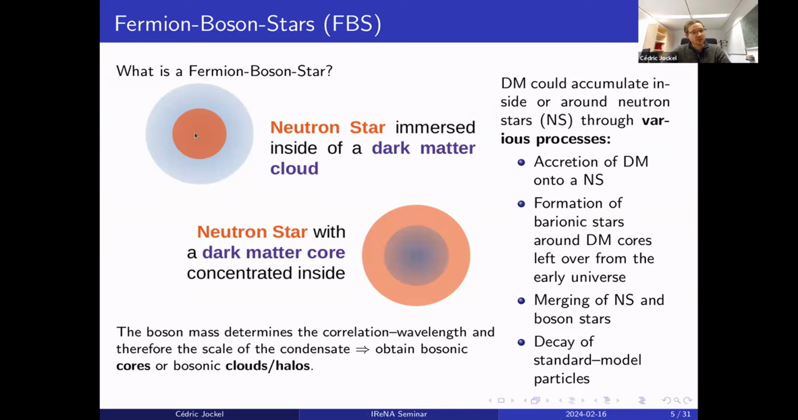And which of those two cases is relevant depends on many factors, right? First, it depends on how much dark matter you even have inside a neutron star. If you have a lot, it's more likely that you will have a cloud. And if you don't have a lot of dark matter, it's more likely that you will just have a little bit concentrated in the center. And it also depends on what the actual scale is, so what is the correlation wavelength of your dark matter particle, of the macroscopic wave, right? And if this wavelength is very large, larger than a neutron star, then you might have some kind of dark matter distribution around the neutron star as a cloud.